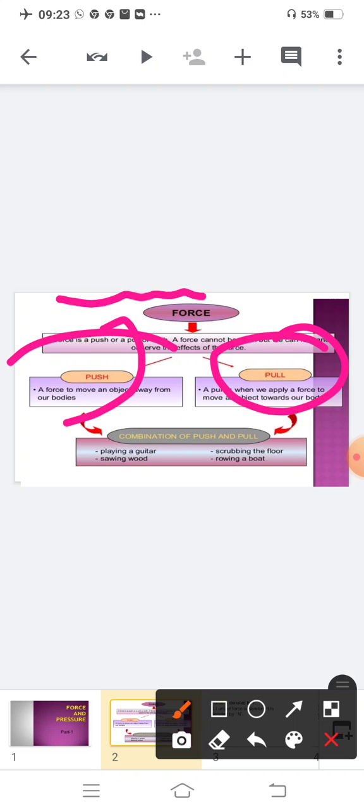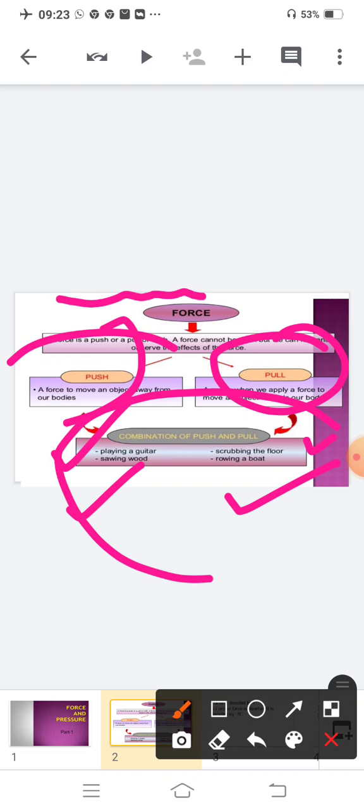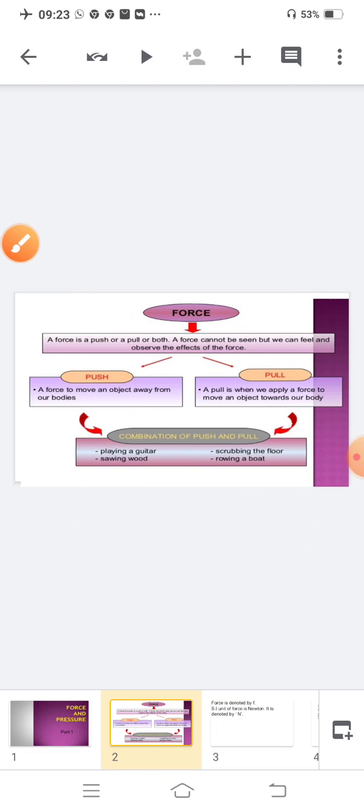Now I will give you some examples. These examples are a combination of pull and push, like playing a guitar, sawing wood, scrubbing the floor, rowing a boat. In all these examples you apply push and pull both. So basically, a force is a push or pull acting on a body which changes its state of rest or motion.